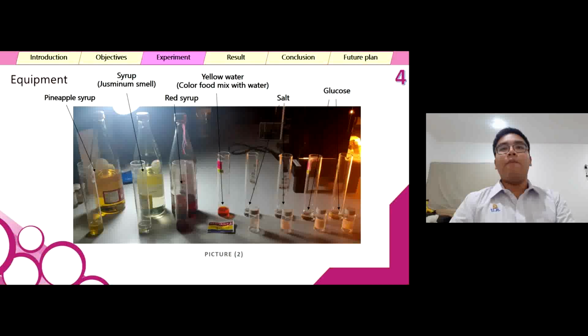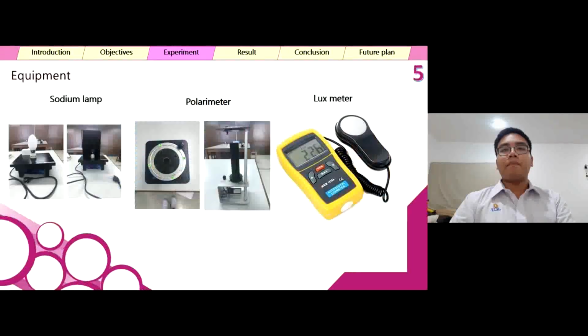mass by volume. The reason why I used yellow water in this experiment is the glucose, because my glucose solution is a little bit yellow color. Therefore, note that about the color. And using yellow water, which is another kind of solution that we compare with. Next, we use a sodium lamp, polarimeter, and luxmeter.